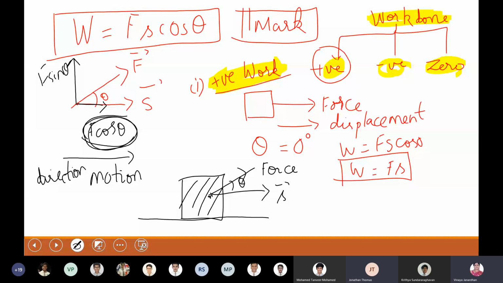Ma'am, so F sin theta doesn't have any effect? No, it will not have any effect. The body is not moving up. When you're pulling a cart which is lying on the floor, is the cart moving up? No, it's moving along the ground. So the component of the force which is acting along the ground should be taken into consideration. It depends upon how the body is going to move.